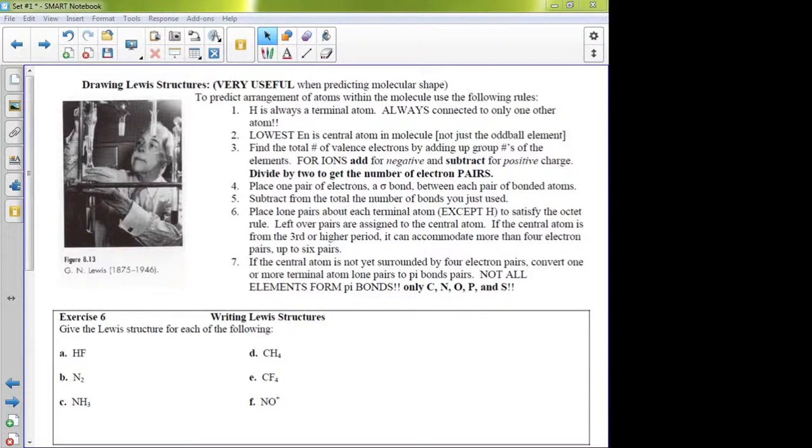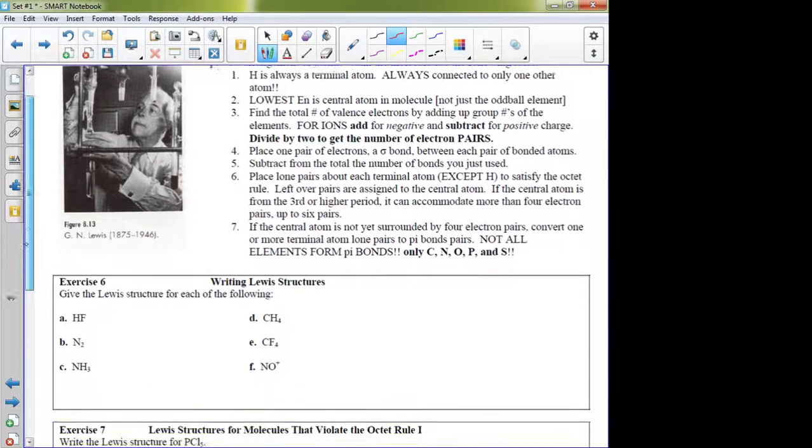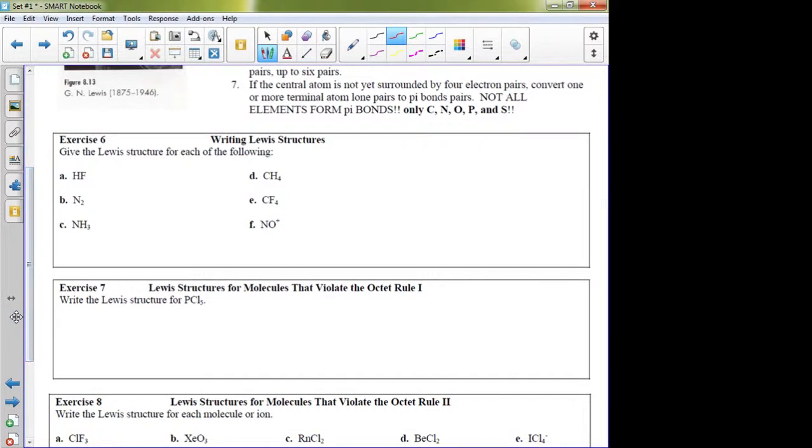All right, so yesterday we talked about how to draw the Lewis structures, but we didn't get to drawing them. So today we're going to start with exercise 6. If you are with me, you are on exercise 6. Okay? It says give the Lewis structures for each of the following. To do this, you have to know what group numbers each one is in.